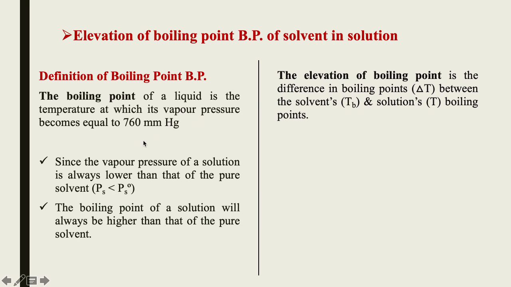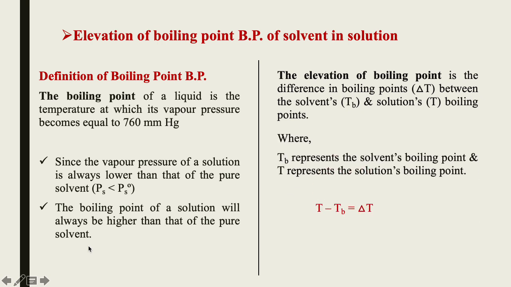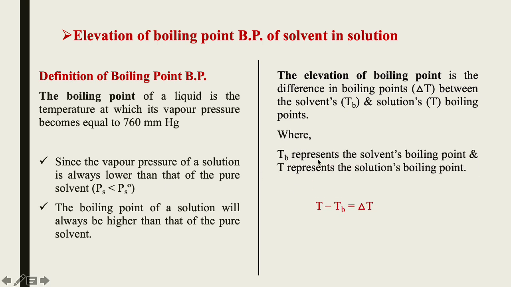Because the vapor pressure of solution is always lower than that of the pure solvent, due to the difference in vapor pressure, you will have a different boiling point for the solution. So if you add any non-volatile solid, the boiling point of the solution will always be higher than the pure solvent. Here Tb represents the solvent boiling point and T represents the solution boiling point. So if you subtract T minus Tb, you will get delta T. So delta T is nothing but your elevation of boiling point.